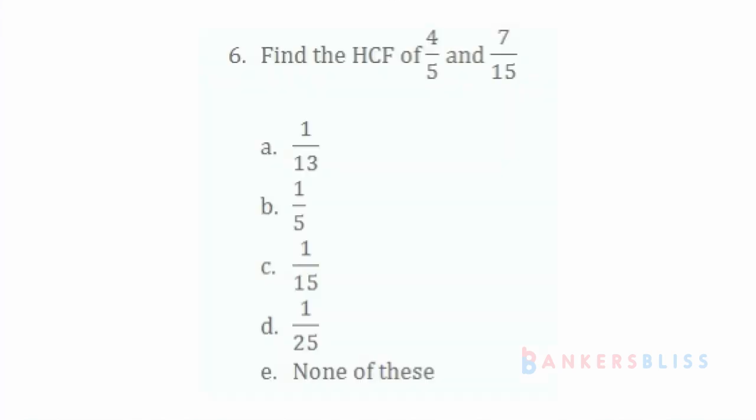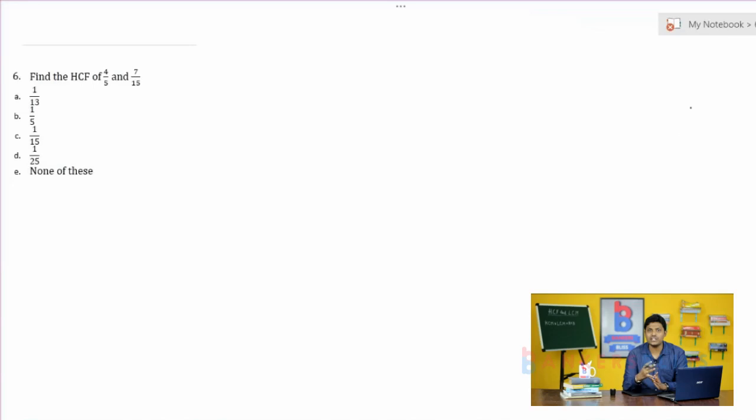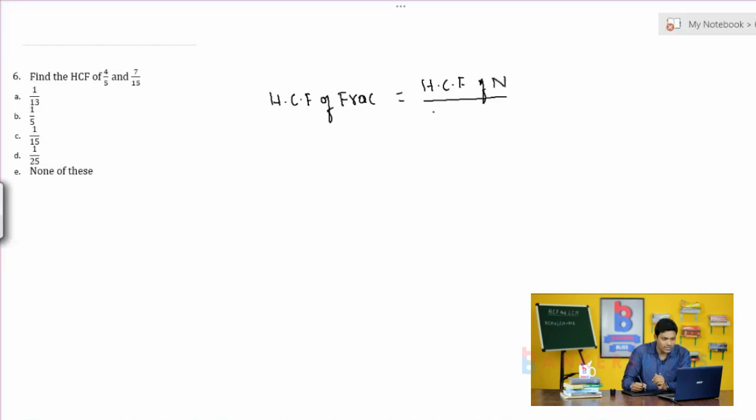Problem number 6. Find the HCF of 4 by 5 and 7 by 15. Once again, the fractions. So how to calculate the HCF of fractions? Already we have discussed. So HCF of fractions is equal to HCF of numerator divided by LCM of denominator.